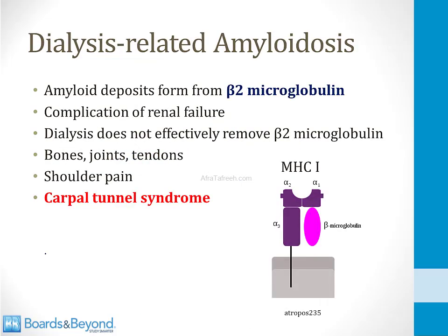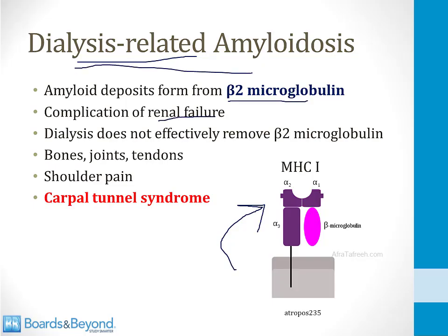Another high yield cause of carpal tunnel syndrome you should know about is dialysis-related amyloidosis. I talk about amyloidosis in a video in the hematology section. There are a number of forms of amyloidosis, but in a dialysis-related form, amyloid deposits form from beta-2 microglobulin, which is a component of MHC class 1 as shown on the screen here. This is a complication of renal failure. That's why it's called the dialysis-related form of amyloidosis. It happens to people who are on dialysis, and the reason it occurs is because dialysis does not effectively remove beta-2 microglobulin, so it deposits in bones, joints, and tendons and causes amyloidosis.